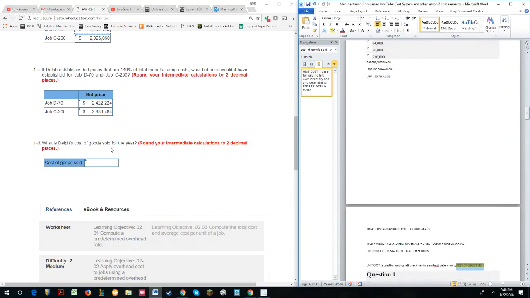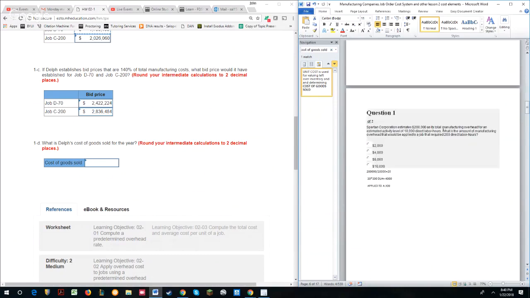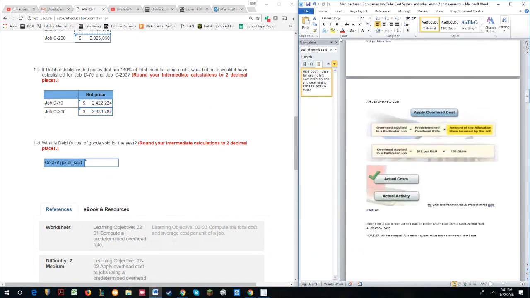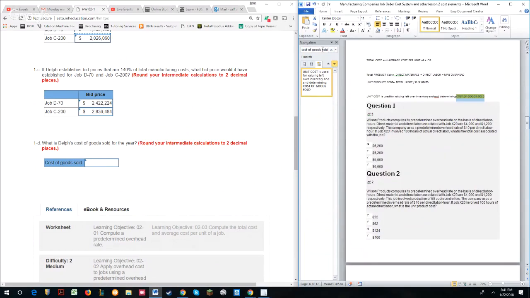So they had no inventory in the beginning. They had none at the end. So the cost of goods sold is their cost of, what's it called? Unit is their unit cost. It's the unit cost times the number of units, right? That's right.